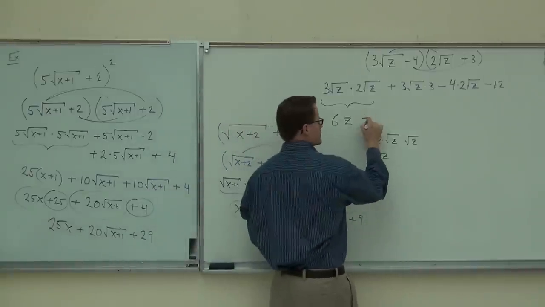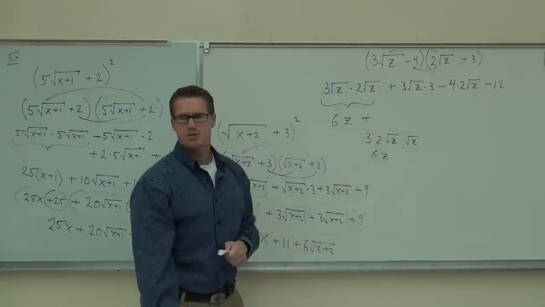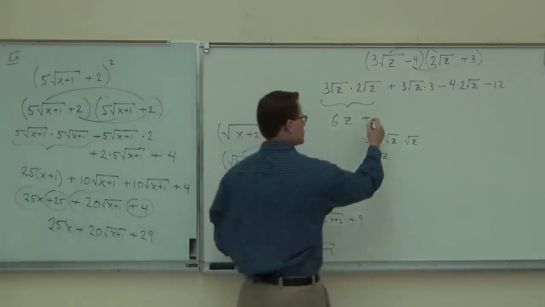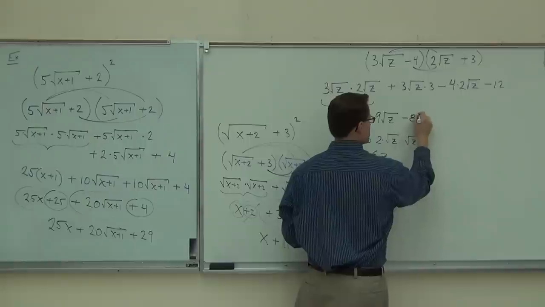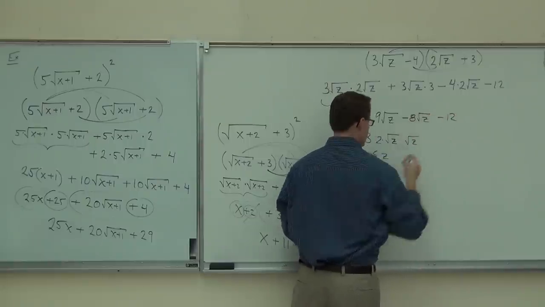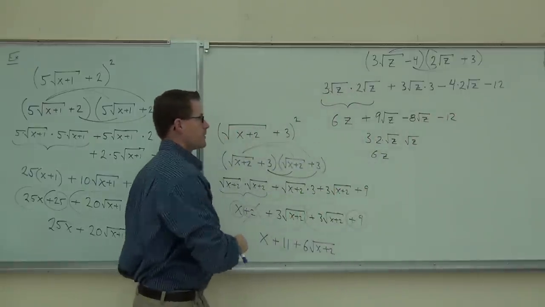After that, well, it's kind of nice. We just have 3 root z times 3. How much is that going to give you? Then I know that's going to be minus 8 root z. And lastly, that minus 12. Well, that's not going to change. We've already done that math.